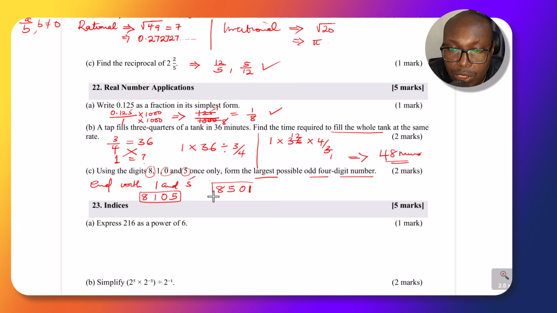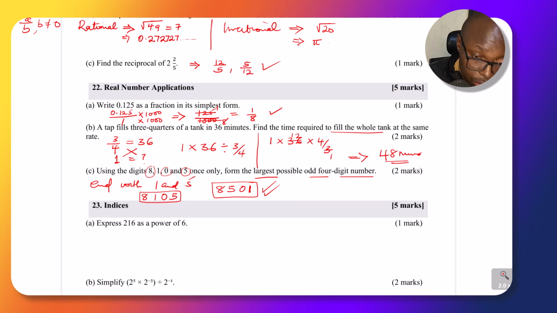So you can see between these two, the one that is ending with 5 and the one that is ending with 1, which is the largest? The largest is 8501, and this is the correct solution. So you could see when you form the number ending with 1, it gives the largest. But when you form it ending with 5, it forms the smallest. So between the two, 8501 is the biggest.